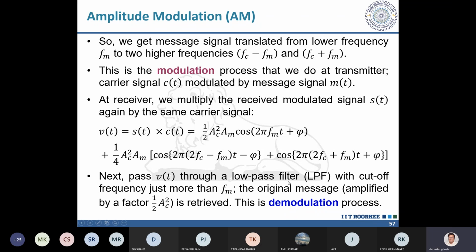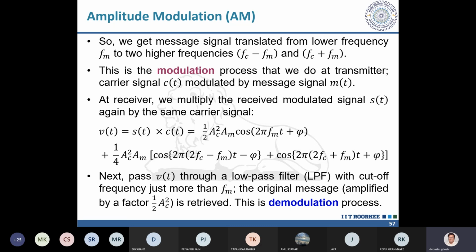So accordingly, I have to take a low pass filter, and the low pass filter will have a cutoff frequency just more than FM. So it should be above FM. So it should not allow this. So that is the cutoff frequency. Any frequency below this cutoff frequency will be allowed. Any frequency above this cutoff frequency will not be allowed in a low pass filter. So I take my cutoff frequency just above FM. So FM will be allowed. These frequencies will not be allowed. This is how the message is recovered.